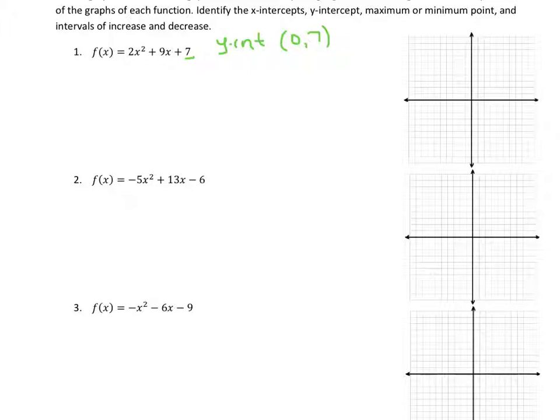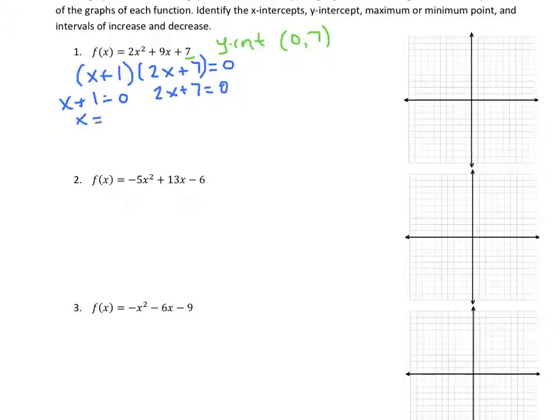If we want to find the x-intercepts, we would need to factor it. Now, I've already factored this, so for the sake of time, I'll just tell you that the factors are x plus 1 and 2x plus 7. To find the x-intercepts, we'll set each of those equal to 0. And when we solve each of those equations, we get that x is negative 1 or x is negative 3.5. So here are the x-intercepts.